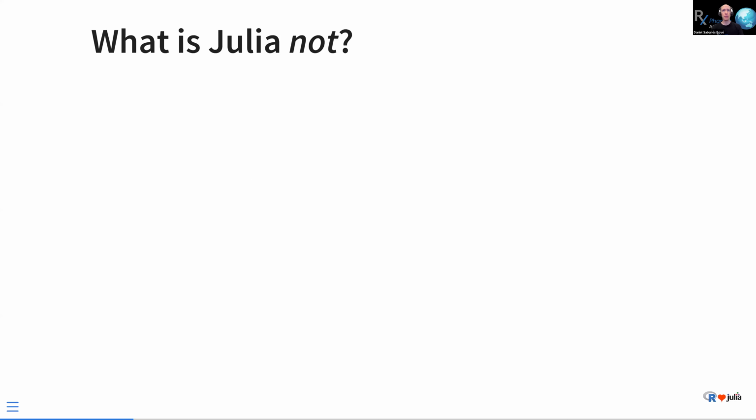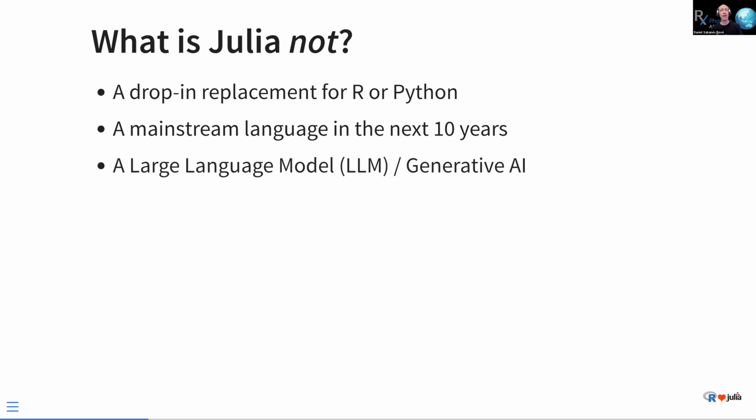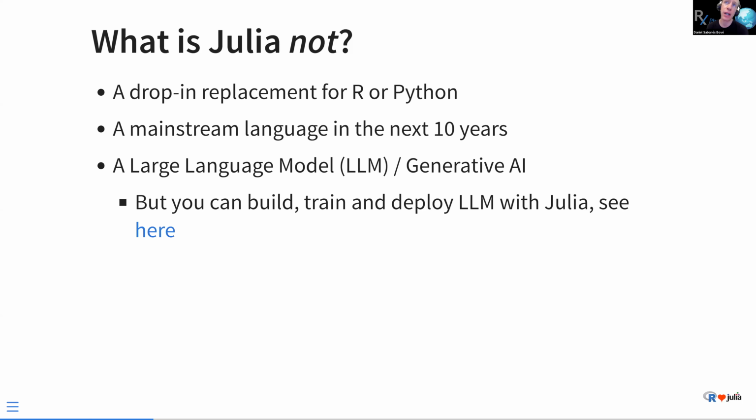What is Julia not? Maybe a contrast here. I would say it's definitely not a drop-in replacement for R or Python, at least for the stuff we are talking about here at this point. I would also say it's likely not a mainstream language in the next 10 years or so. It's not a large language model, because we heard a lot about LLMs and generative AI in the 3 keynotes in particular. But you can actually build, train, and deploy LLMs with Julia if you like. Maybe that's not the most common thing to do, but you could do it, and I put a link in here.